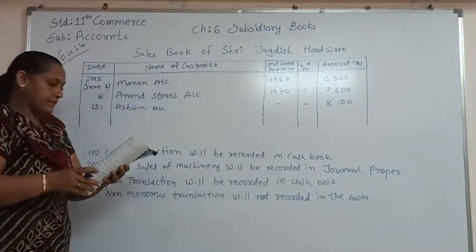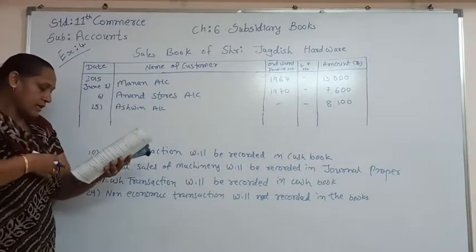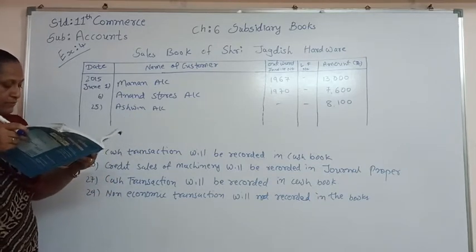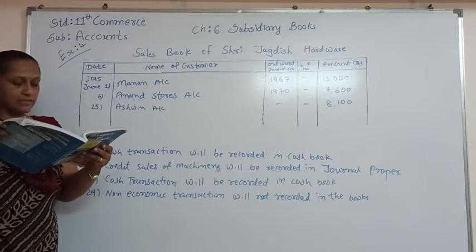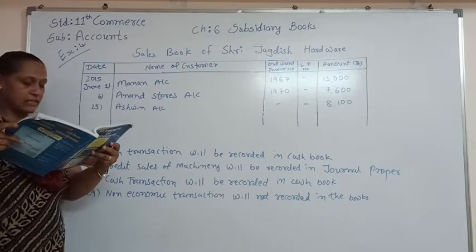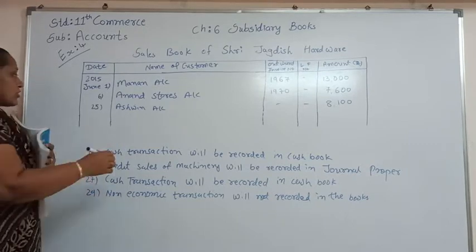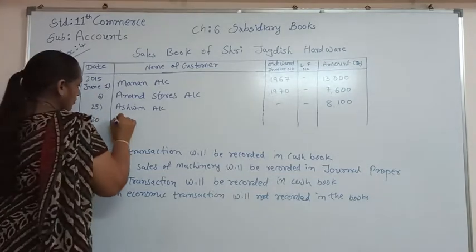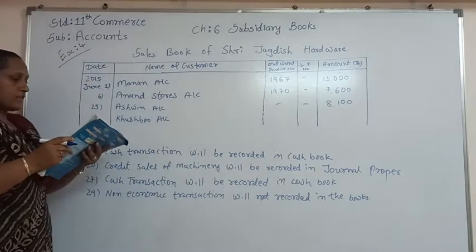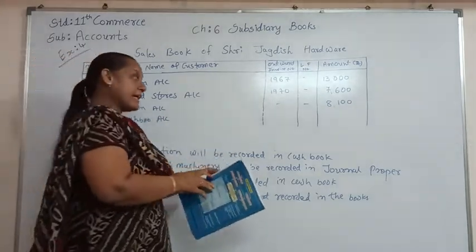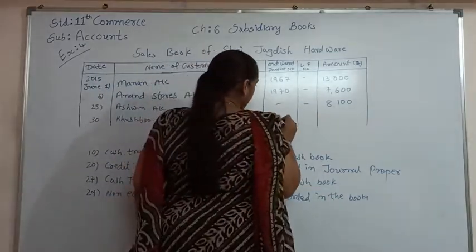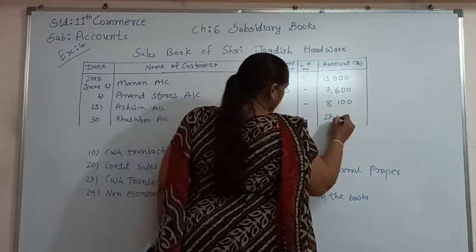Now on the 30th, sold goods of rupees 30,000 at 10% discount to Khushbu with the condition that she will be given 5% cash discount if she pays the amount of the bill within 30 days, and bill number 1995 is sent to Khushbu. So on the 30th, Khushbu's account, and the 30,000 goods at 10% will be 27,000, and bill number is 1995, and the amount will be 27,000.